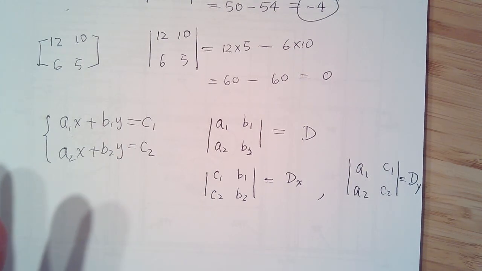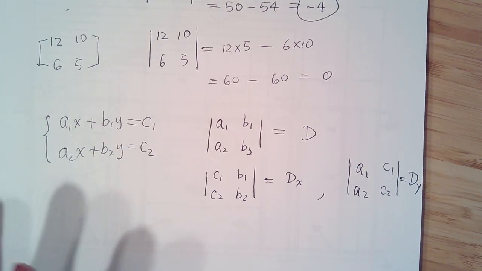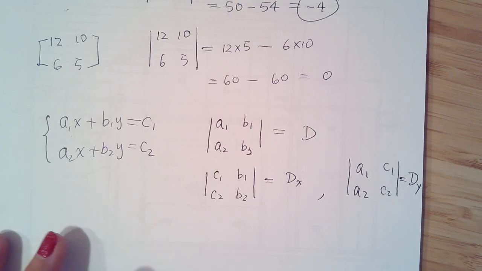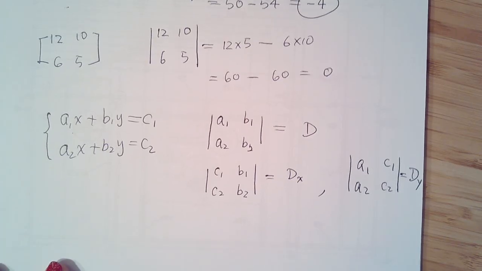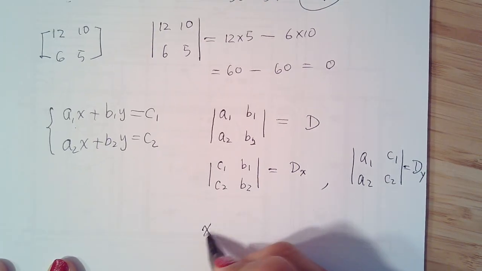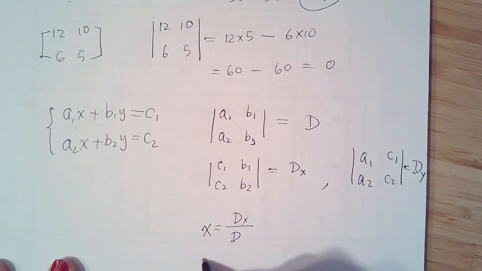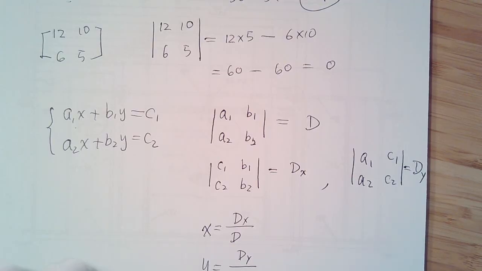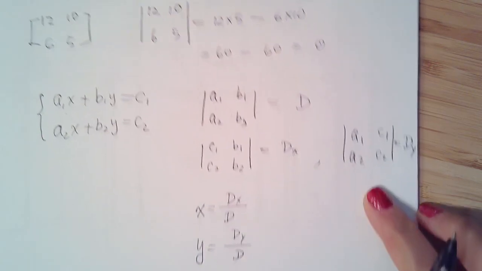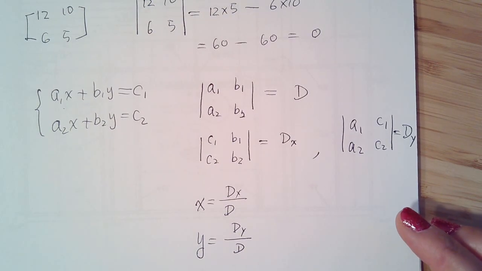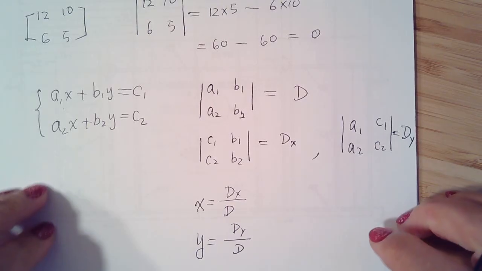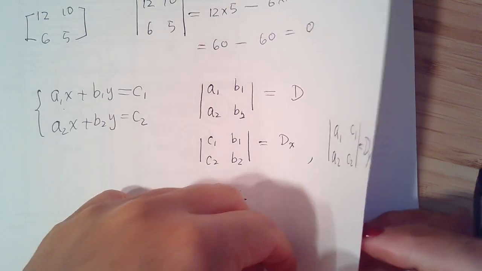It's not bad at all, but the beautiful thing comes. Mr. Cramer comes in and he says, okay, x will be the value of dx over d, and y will be dy over d. That's nice. That's beautiful. Okay? So let me show you how to do that, and you're going to love Mr. Cramer. I guarantee it.